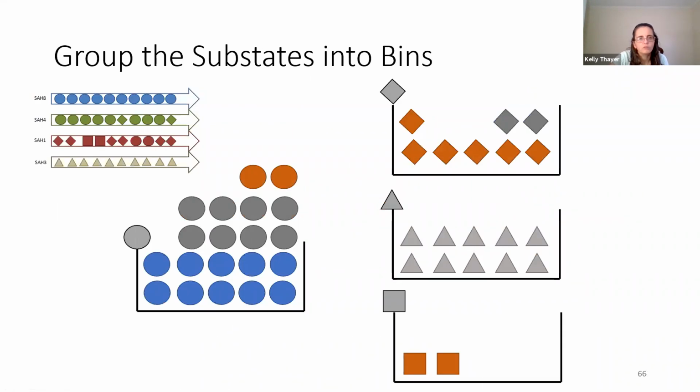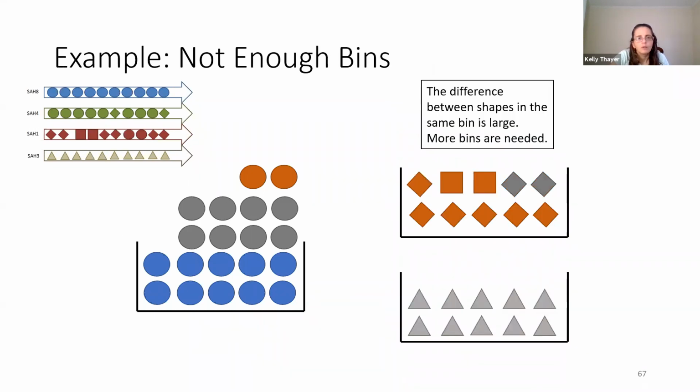Our goal then is to group the substates into bins. So we want to put all the circles together: all the times the protein was in the circle conformation, all the times it was diamond, triangle, and square, respectively. One of the problems we may have is not knowing the correct number of bins.